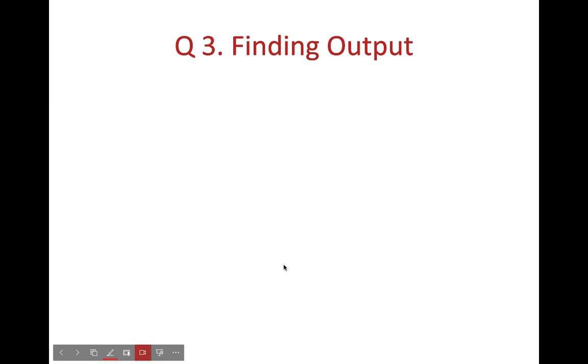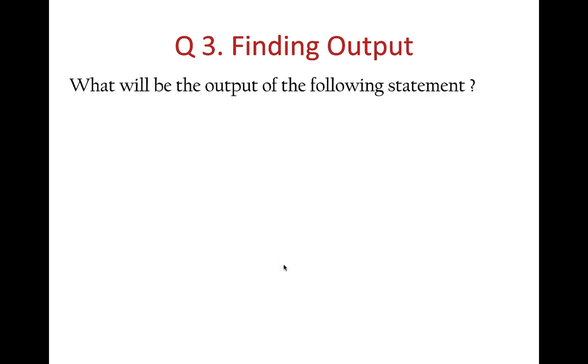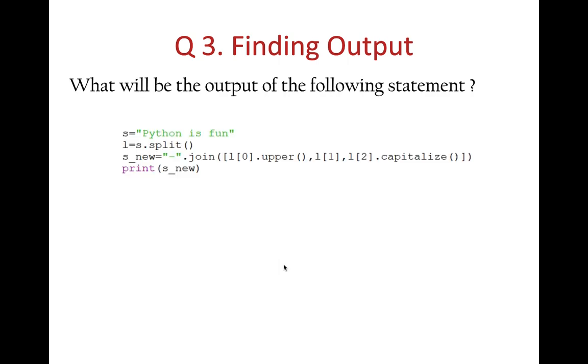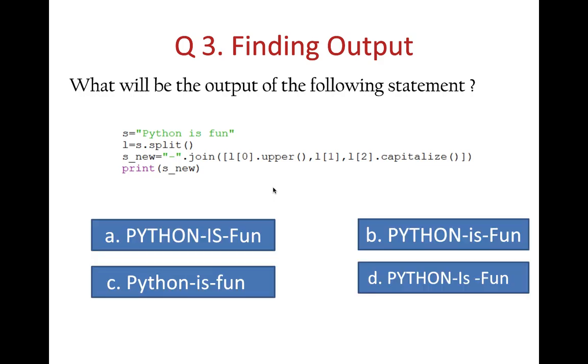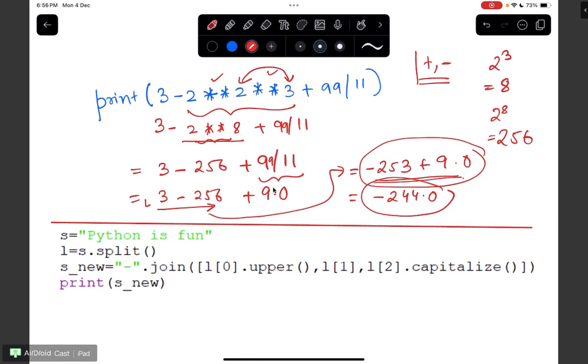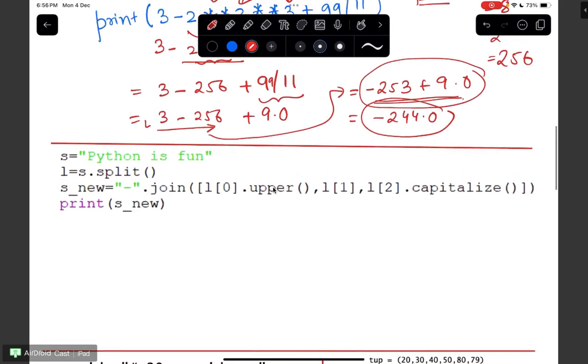Let's move ahead to the next question, which is also regarding finding the output. What will be the output of the following statement? So a code is given and you need to find the output of this particular code, and some options are given. Out of these options we need to find out the correct option. So let's try to work it out. So this is the code. S equals to Python is fun. That's the first line. Okay, the string is stored in the variable s. Next line, what we have, L equals to s dot split.